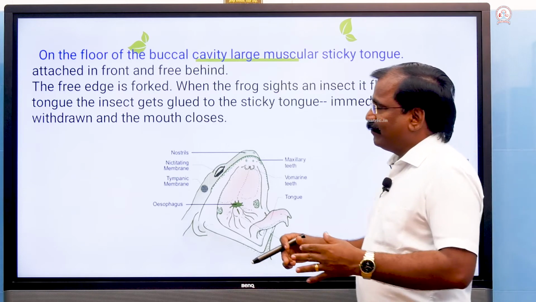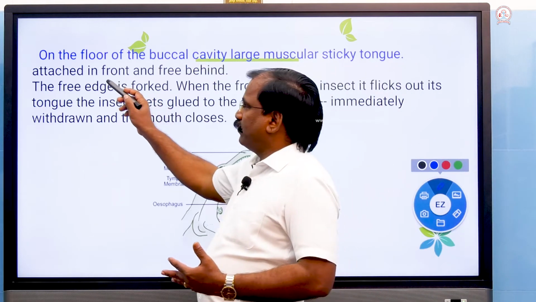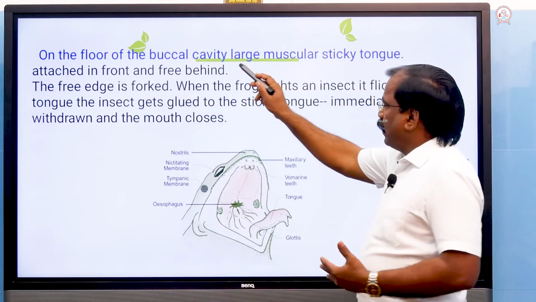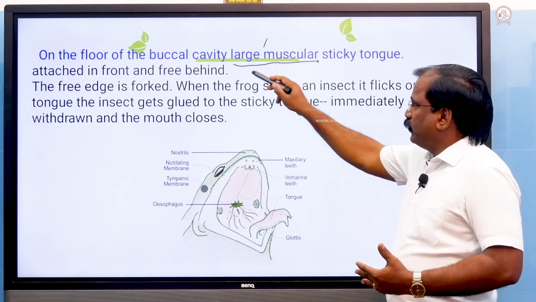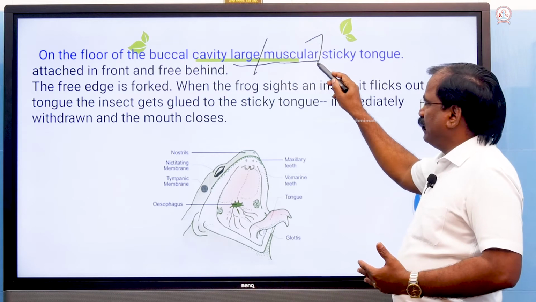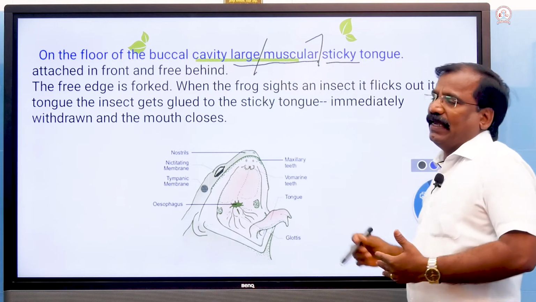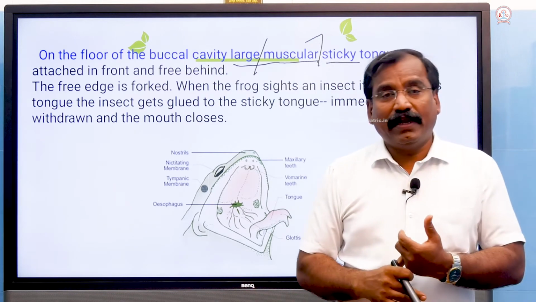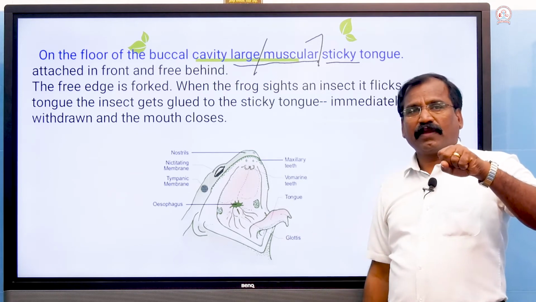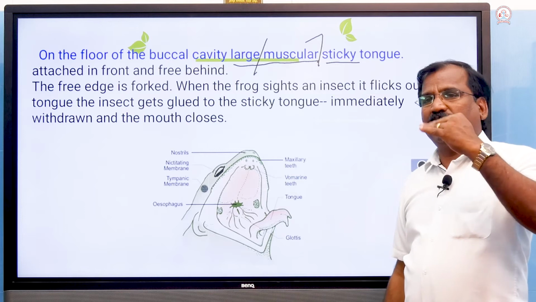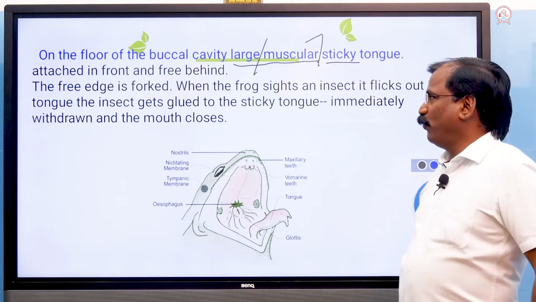See here, the tongue is somewhat peculiar. It is a large muscular tongue, made up of muscles, and sticky in nature. Why sticky? It's to catch the insects. It's a glued tongue.